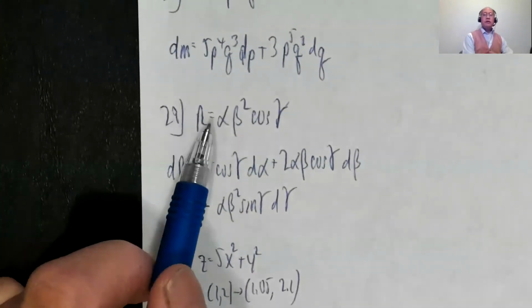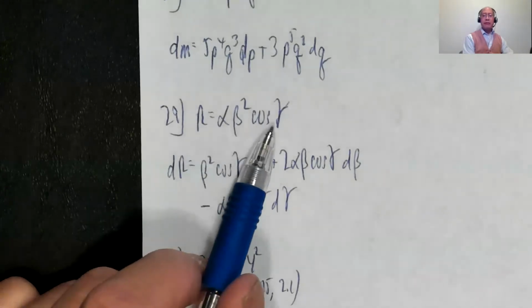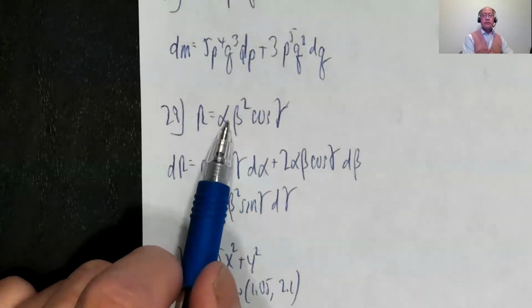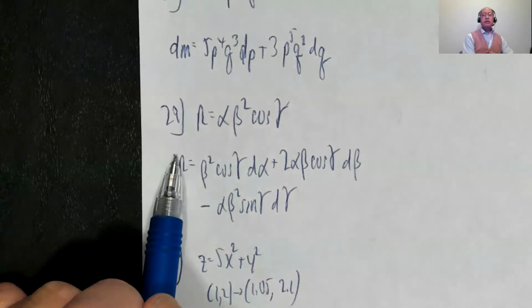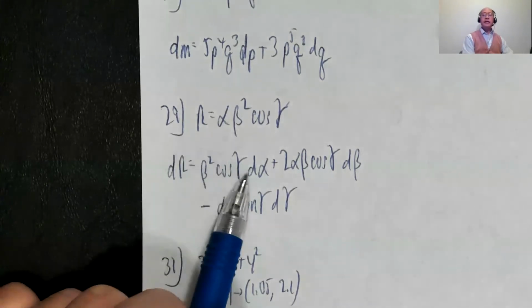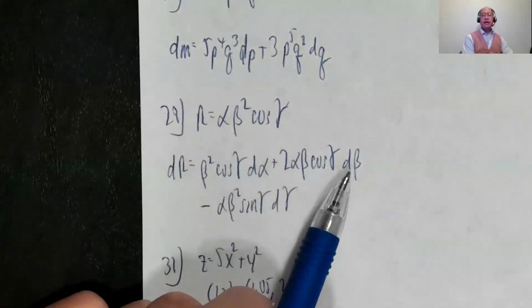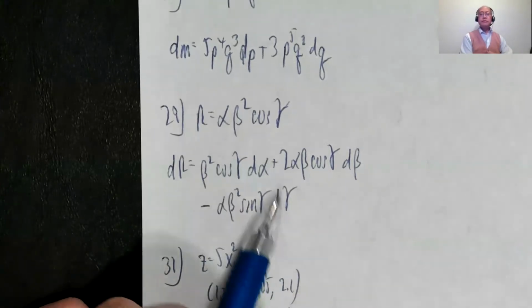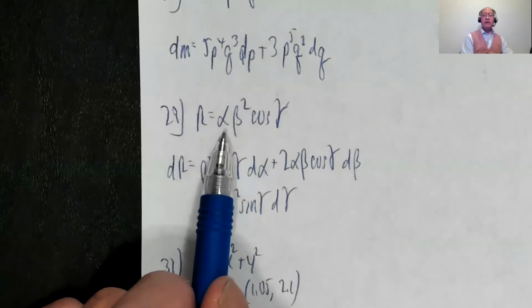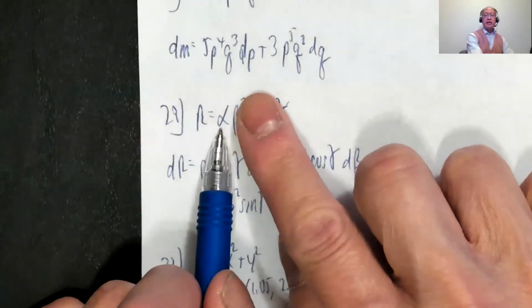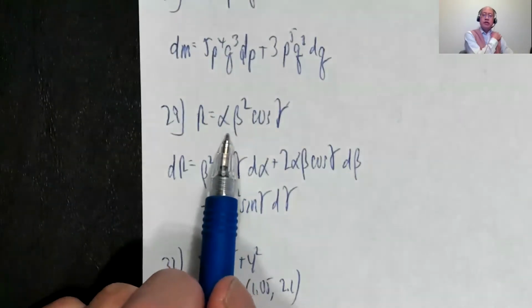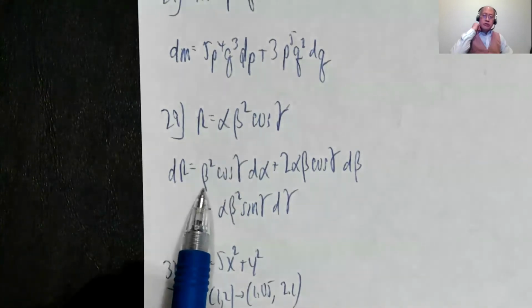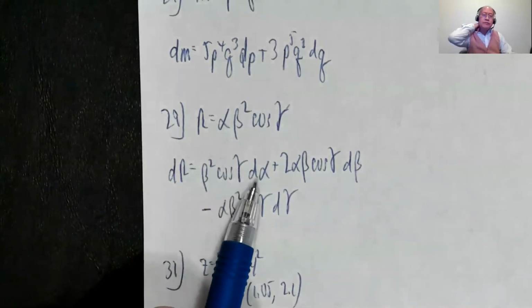29. R equals alpha beta squared cosine gamma. They want dr. So it's partial with respect to alpha d alpha, plus partial with respect to beta d beta, plus partial with respect to gamma d gamma. That's all. So what's the derivative with respect to alpha? Well, that means all of this is constant. I just write down the constant, which really means just lose the alpha. So beta squared cosine gamma d alpha.